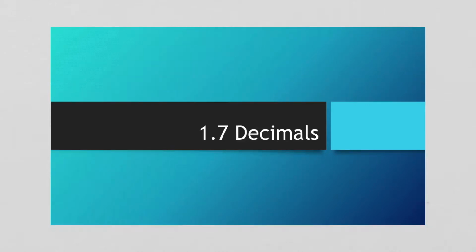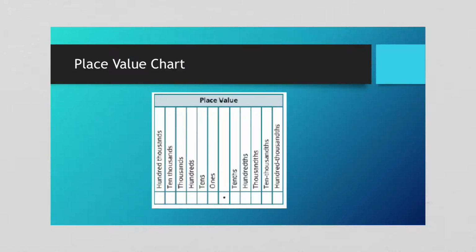Okay, so now let's talk about decimals. This is a place value chart. I'm hoping everybody has seen one of these before. What you need to realize is that there is a ones place just immediately to the left of the decimal, but there is no oneths place immediately to the right. It starts with tenths. So just make sure that you don't get that mixed up, okay?